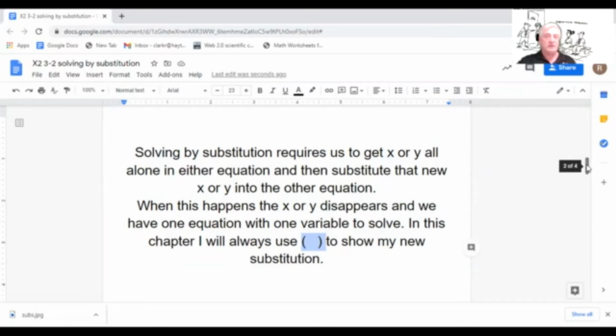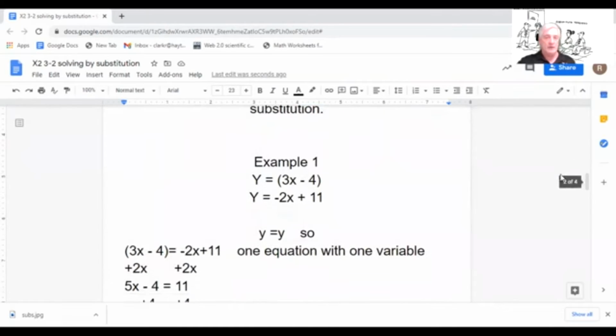Let me show you my first example. Hey, we've got these two. We got y's and x's. We have two equations, two unknowns. So this is a simultaneous equation. That is, we're working both of them at the same time.